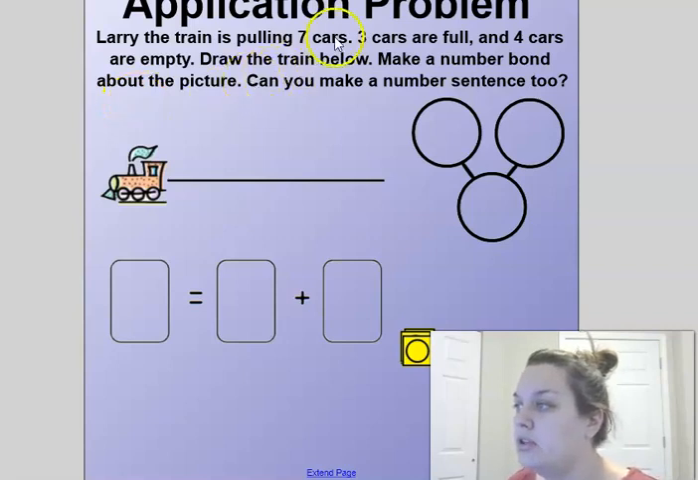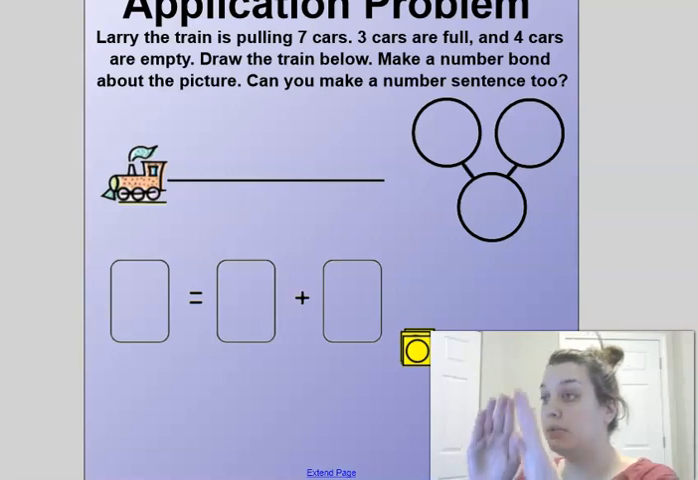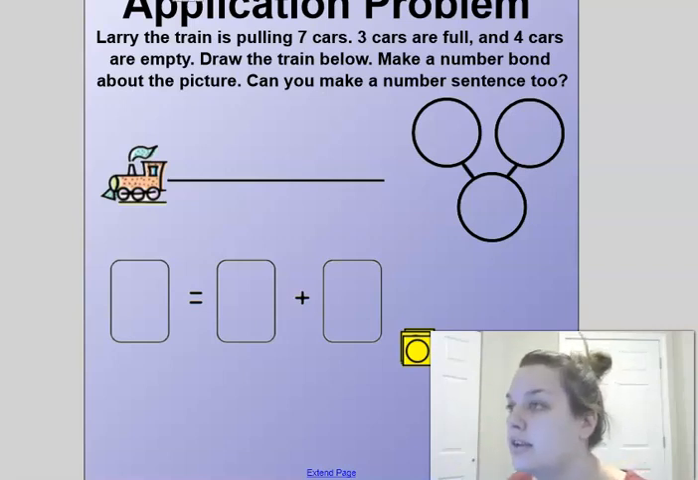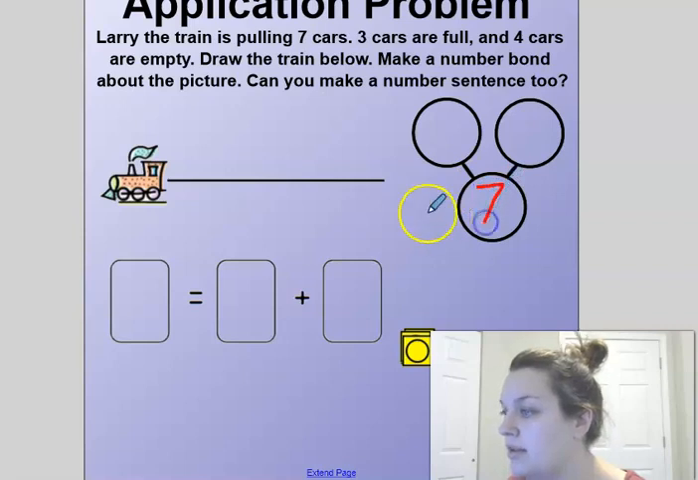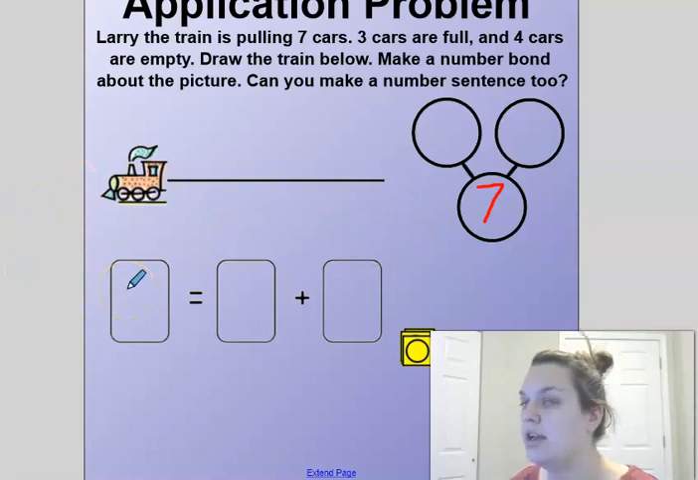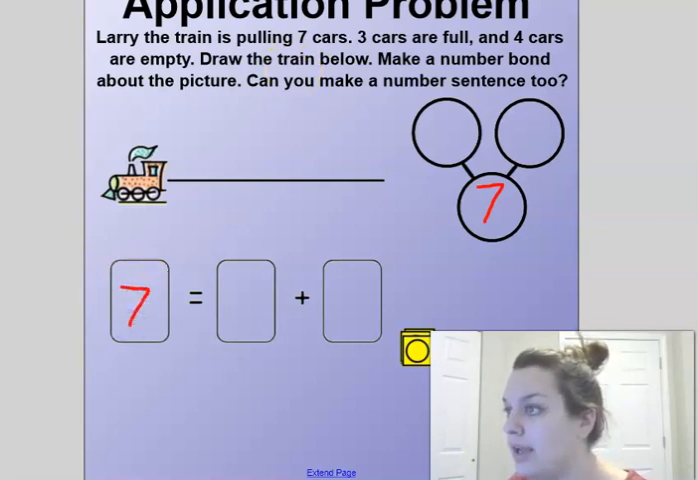Okay? So I know my whole is 7 because he's pulling 7 cars all together. So what I'm going to do right away is write a number 7 as my whole. So my whole is my 2 lines and my 1 circle. I also can start filling in my number sentence. It's whole equals part plus part. So my whole goes first. Okay. So he's pulling 7. Let's drag 7 cubes up.